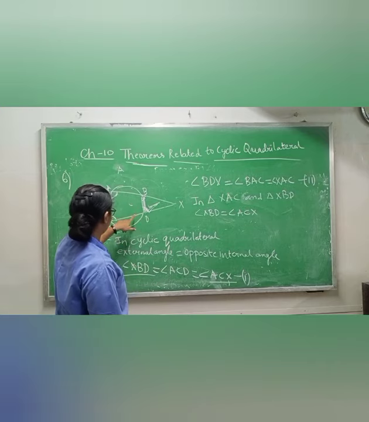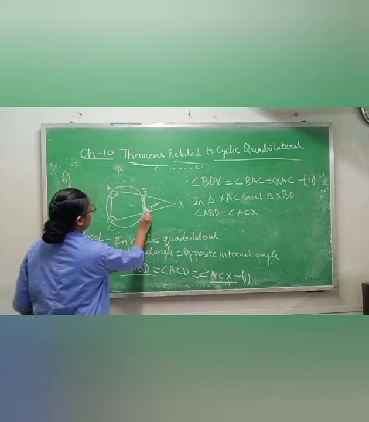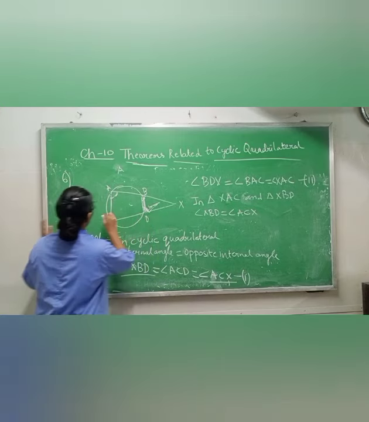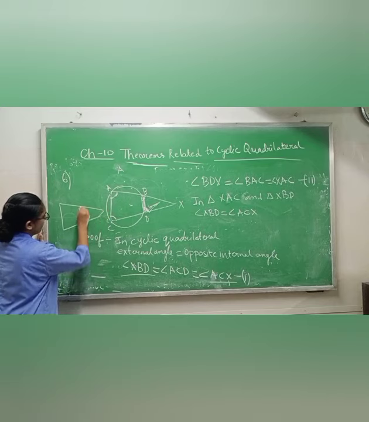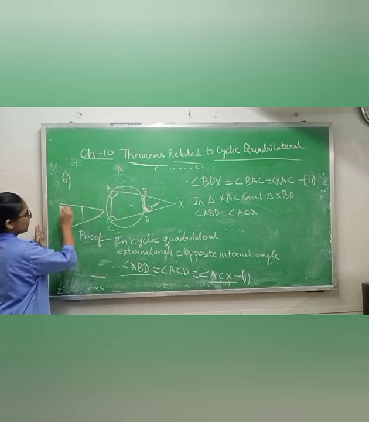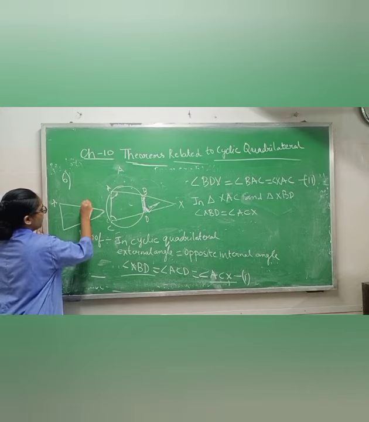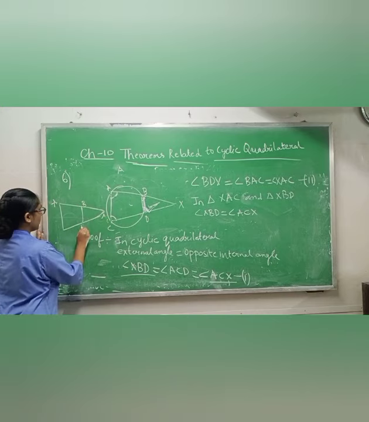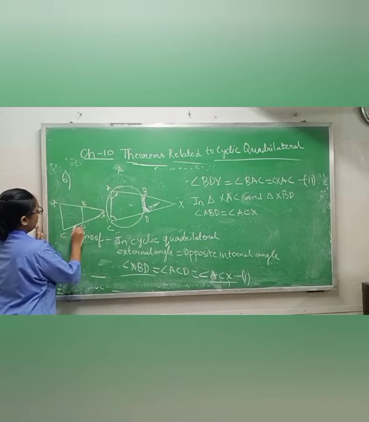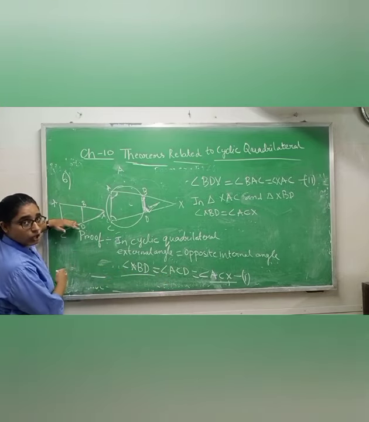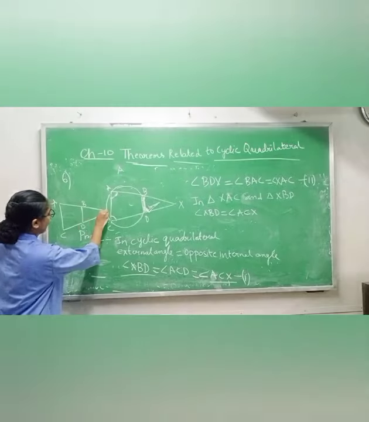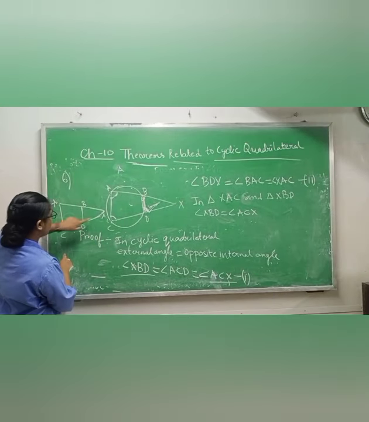ACD means up to here only, but we have to prove it between this triangle, the bigger one, and the smaller triangle. Maybe here I am just assuming this one. I am just making one rough picture. So this one is up to here, ACD, inside the quadrilateral, but we have to prove up to the triangle. That is why I am writing ACX.